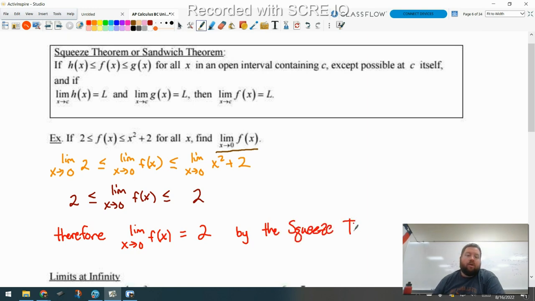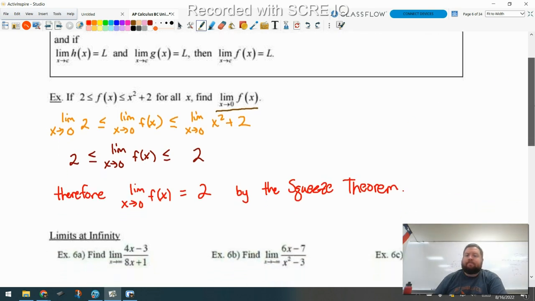This has shown up on an AP exam recently, within the last couple of years, on the free response. So they usually want you to write some sort of little sentence like this. You do not have to invoke the name of the theorem. You could just say, therefore, the limit as x approaches 0 of f of x is equal to 2, and put a period right there and you're good. But we have other theorems that we're going to have to do, and I always like to invoke the name. So I'm going to add that on there for you.